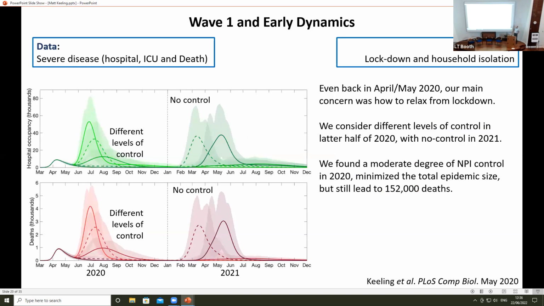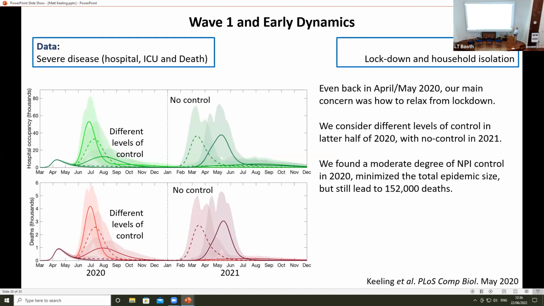This was starting early. We really started thinking about it in February, March time. By April, May, we got this running. We were fitting it on a weekly basis. And really our concern was how we were going to relax out of lockdown. We knew that this was going to be a problem. All our models said, well, it's great if things are going down, but somehow we've got to get out of this situation at some point.